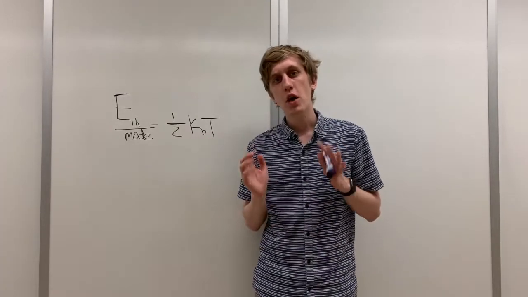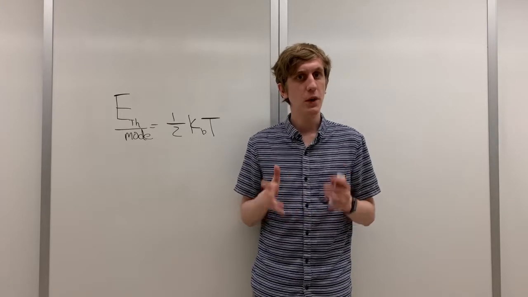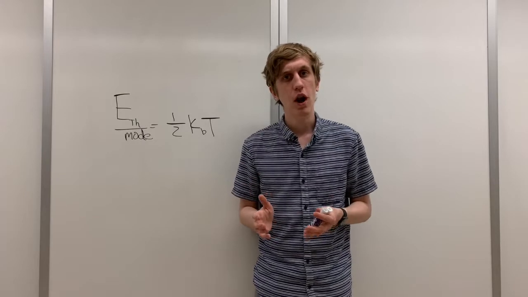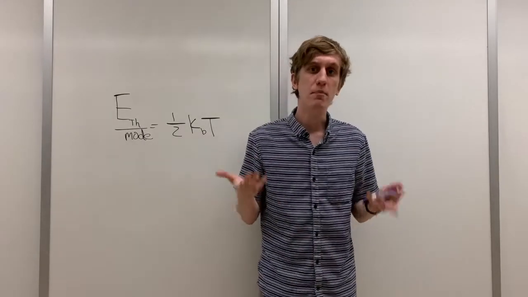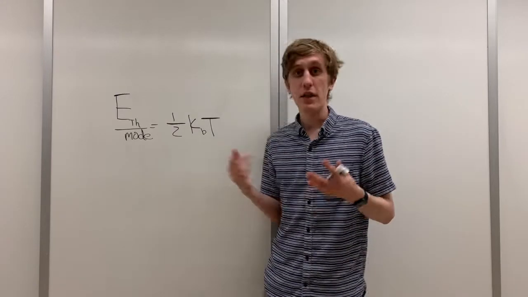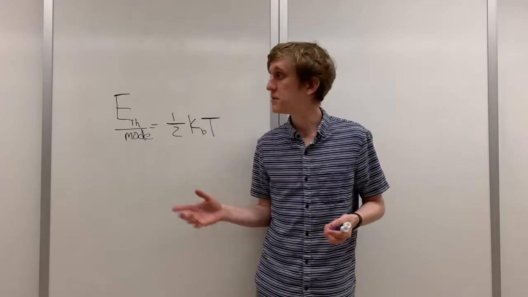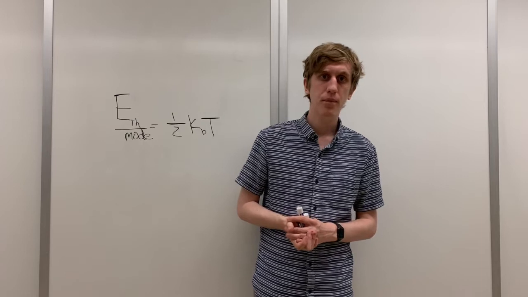Kb is known as the Boltzmann constant. It's just a constant that appears a lot of times when you're doing thermal physics. T is the temperature of the substance. So if we know the amount of energy per mode, we could figure out the temperature of a substance. And if we know the temperature of the substance, we could figure out the amount of thermal energy per mode.